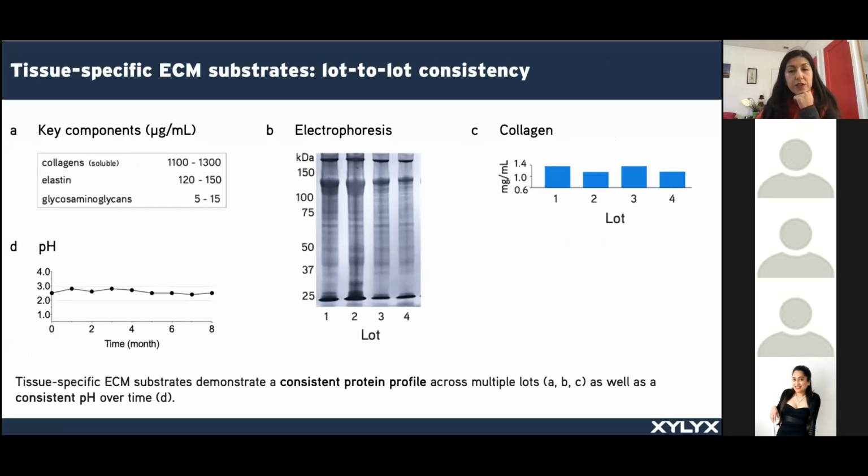Another important feature for an in vitro platform is to provide high consistency between lots. In general, the collagens, as you can see in these tables, are highly expressed, but this range would depend on the tissue. That would change, but most of the time the collagens are highly expressed in any of the ECMs. In B and in C, we observe this protein profile and also collagen levels through different lots. And as you can observe, they are highly consistent between lots. And in D, you can see how the pH remained stable through several months, which is also one of the characteristics of the product.